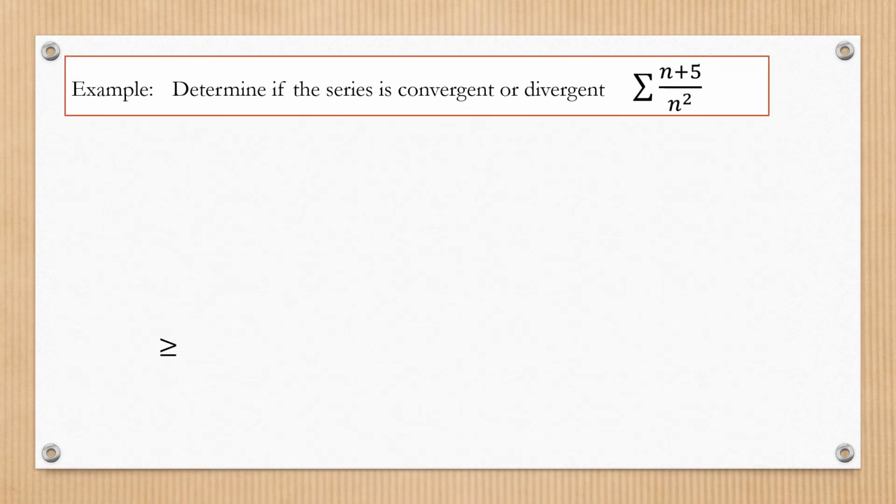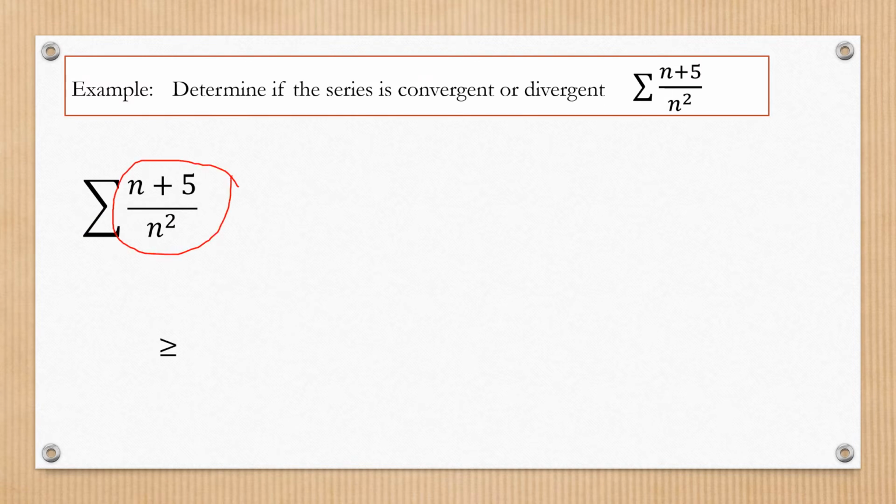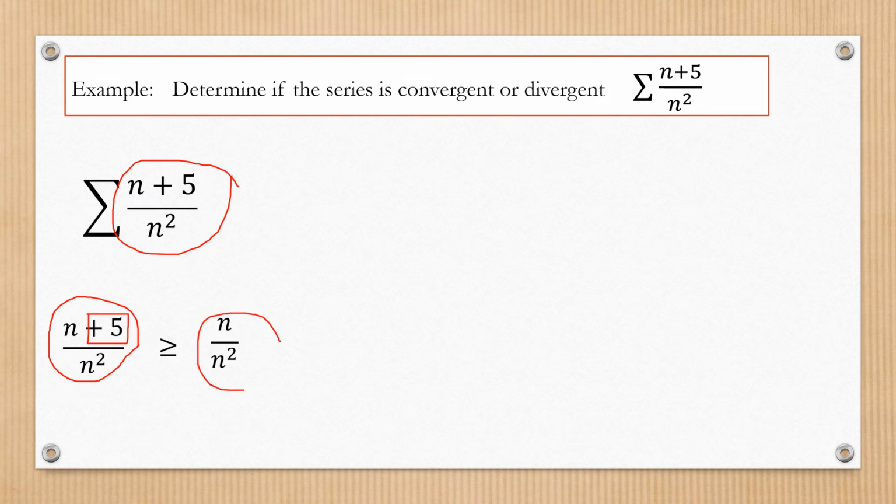Here is another example. Determine if the series (n plus 5) over n squared is convergent or divergent. So let us focus on this given sequence. Again, following the concept of the transformation graph, we can say that the 5 here is insignificant. So we will remove that and we will compare the entire sequence to this sequence.